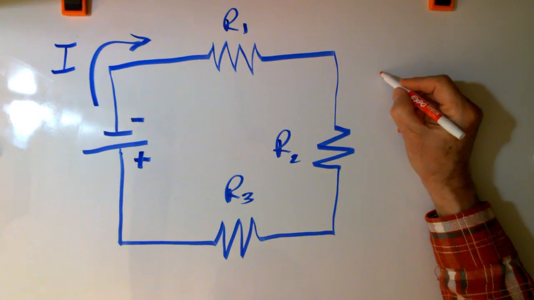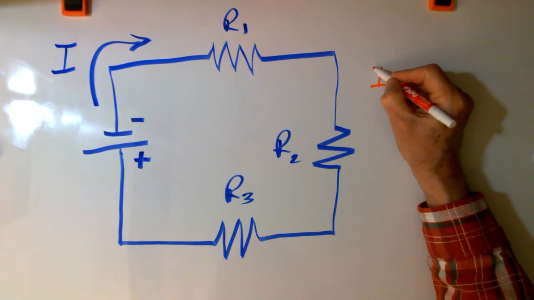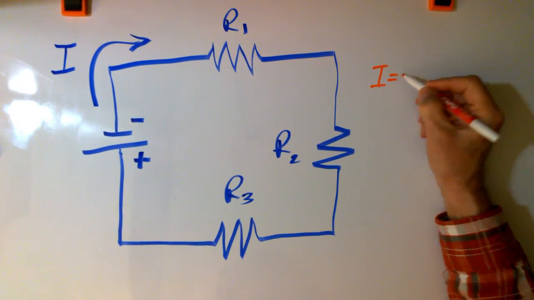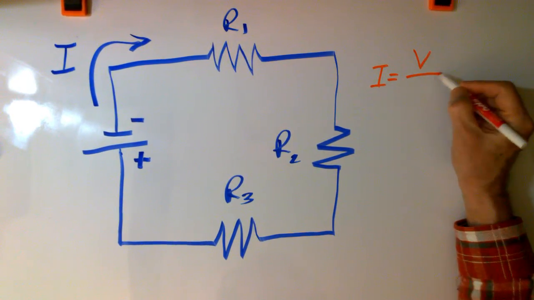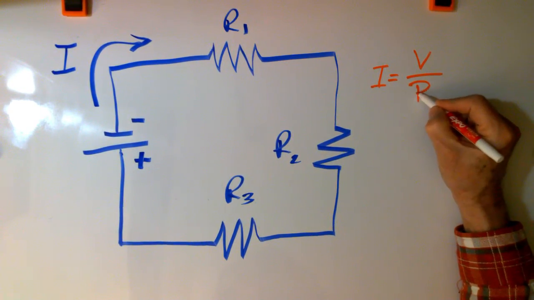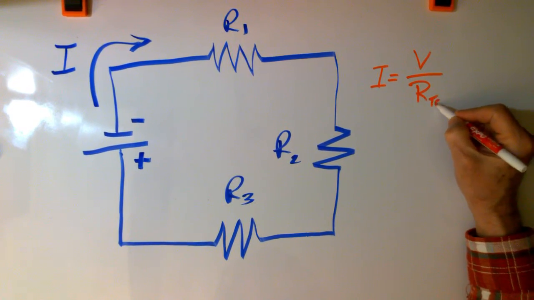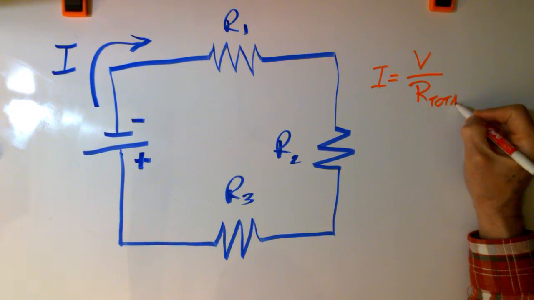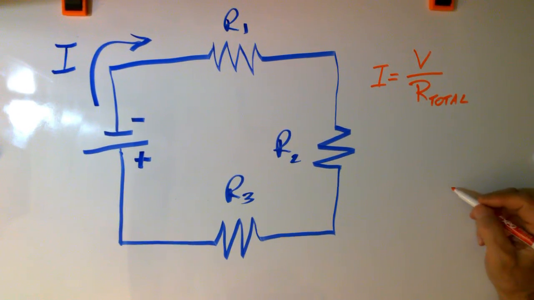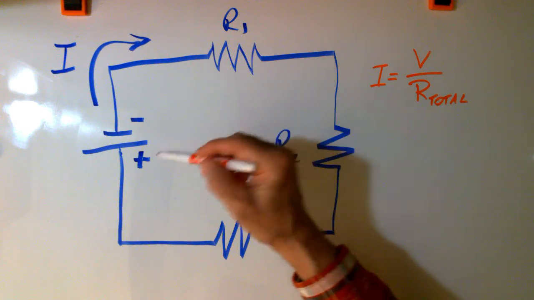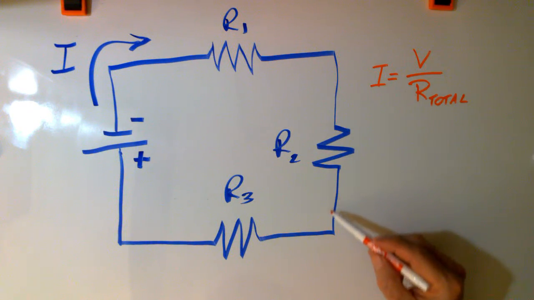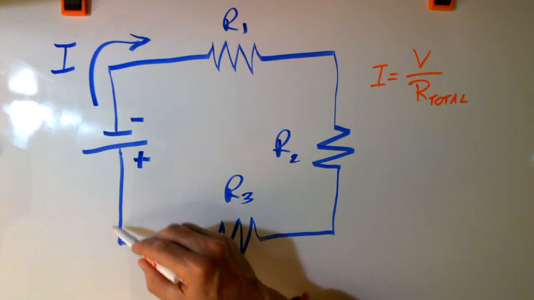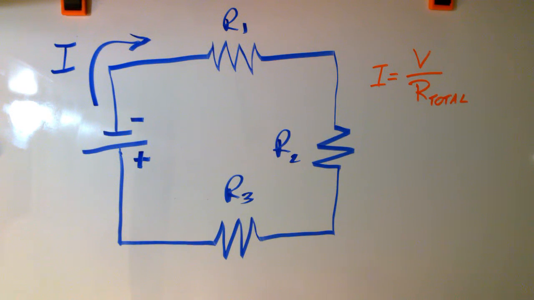So the current flowing in this circuit will be equal to the voltage of the battery, divided by the total resistance of the circuit. Now then, since this is a series circuit, okay, the current has no choice. It has to travel through each of these resistors. It has no alternative path, okay? And that's why we call it a series circuit.